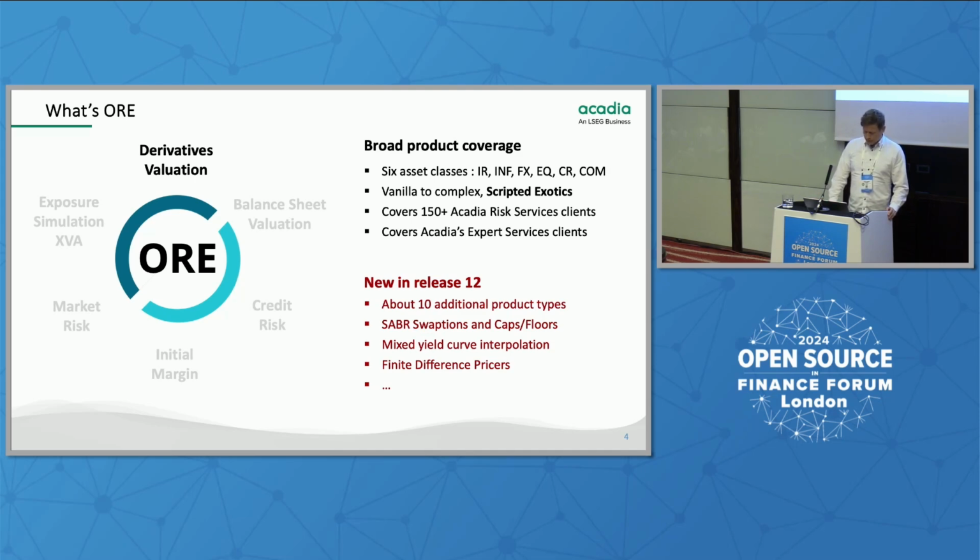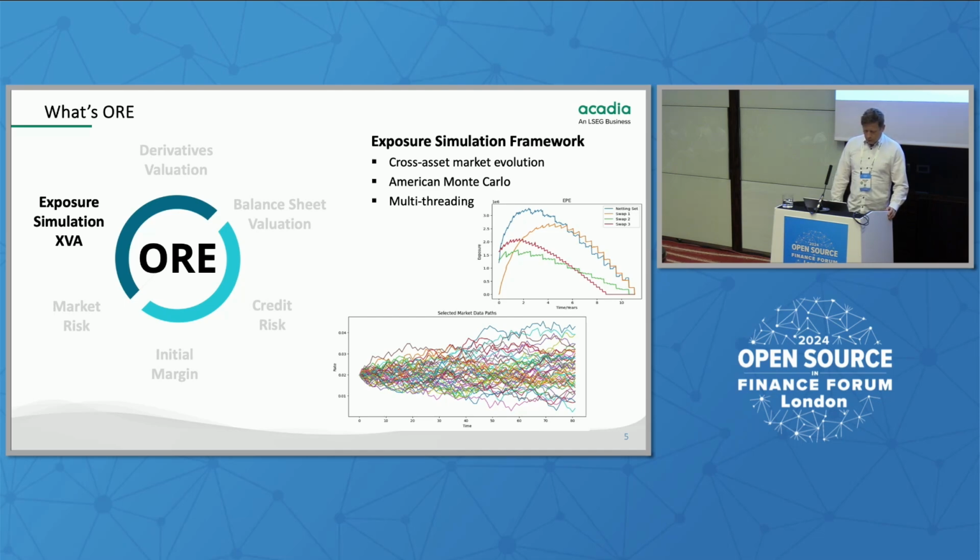And also different prices. Okay, so on the exposure simulation, which you need for XVA, but also for the credit risk side, like potential future exposure calculations, we have a cross-asset model that allows you to evolve all those 6 asset classes that I was talking about in multiple currencies, using an American Monte Carlo framework and a multi-threading procedure so that you have good performance.